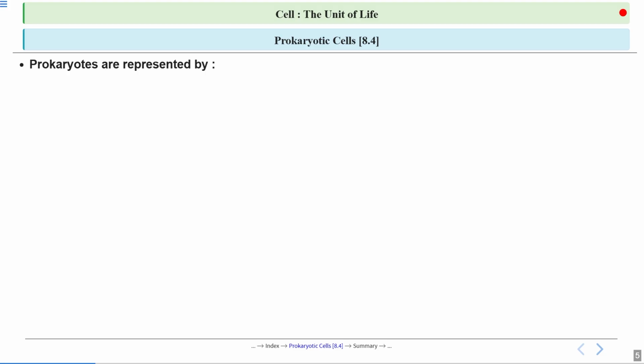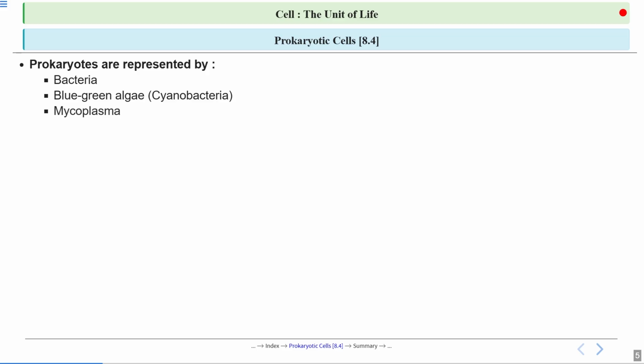So let's talk about the prokaryotic cell. Prokaryotes are represented by bacteria. Bacteria is a prokaryotic cell. Prokaryotes are included under kingdom Monera. Blue-green algae is also a prokaryotic cell. Blue-green algae is also known as cyanobacteria. Blue-green algae is a eubacteria, a true bacteria.